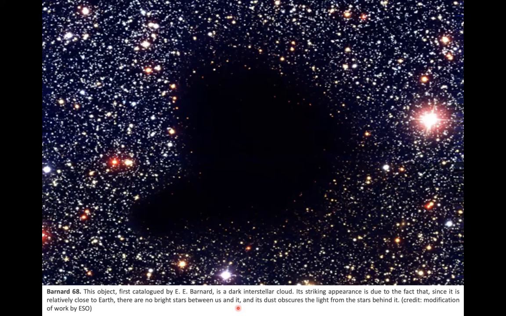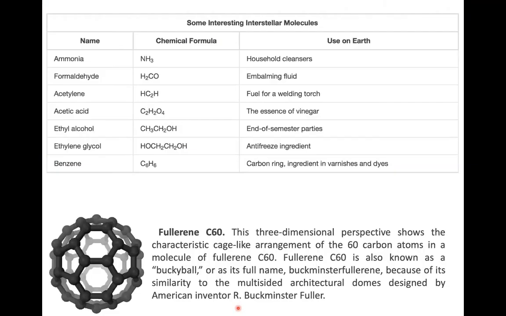But when it is close by, we don't have stars between this region and us, and all the light coming from behind is blocked by the dust, because dust absorbs all this ultraviolet light coming from the stars behind it, right? And here are some interesting interstellar molecules, which we believe are complex molecules. You can see ethyl alcohol, benzene, acetic acid, all these things are there.